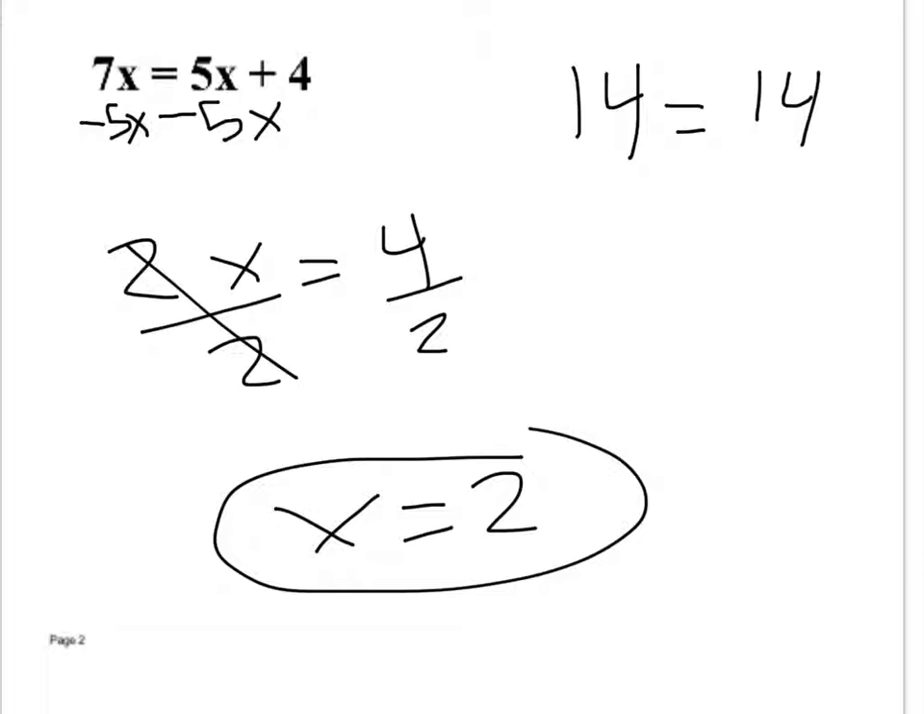You want to get the variable on one side and the constant, which is 4 in this case, on the other side, right? That's how you're going to solve it. Now, I could have subtracted 7x to both sides, but that would have made this negative 2x plus 4 equals 0. And we don't want to do that. I want to keep the variable positive as long as possible. So 7 minus 5 is going to make it positive. 5 minus 7 is going to make it negative. So that's why I moved 5x to the left.